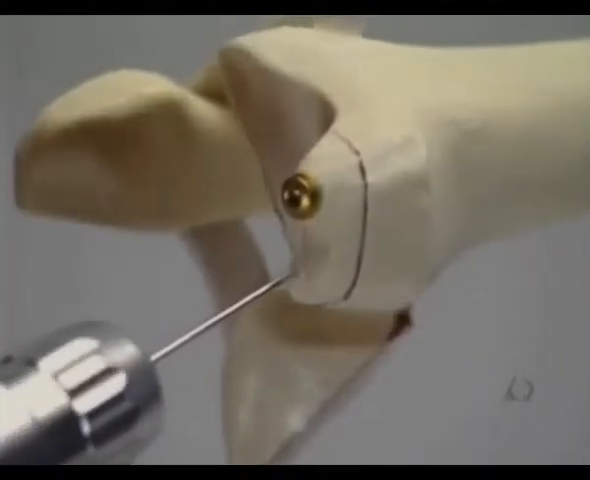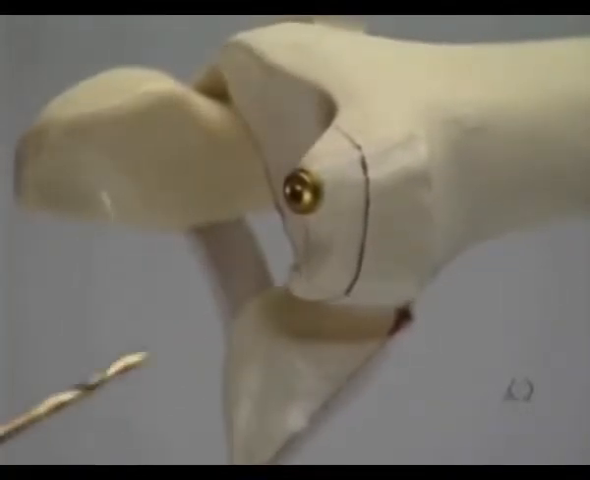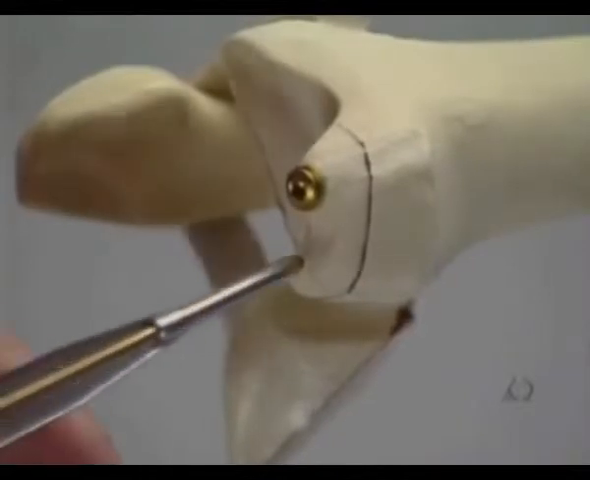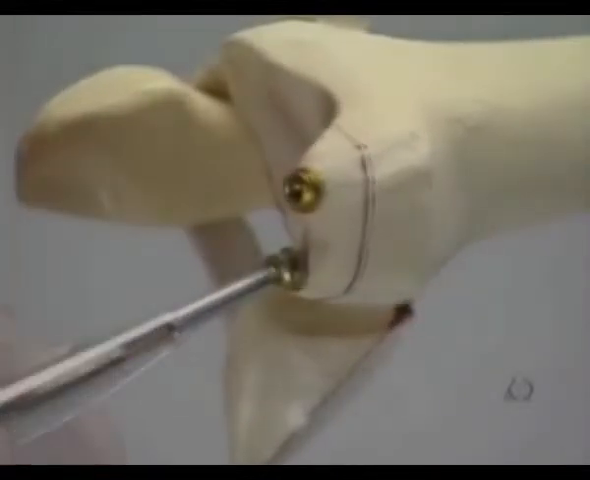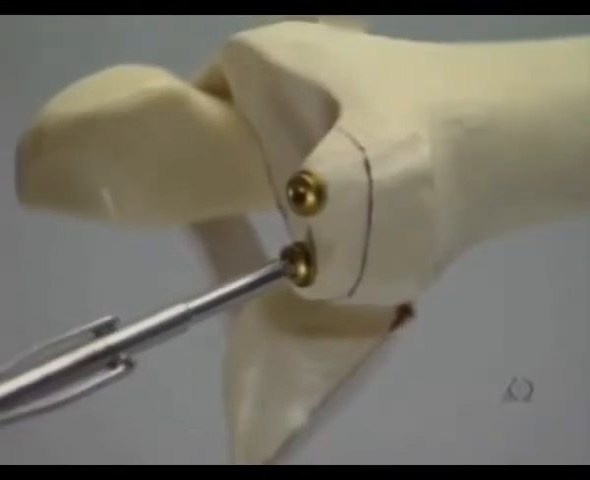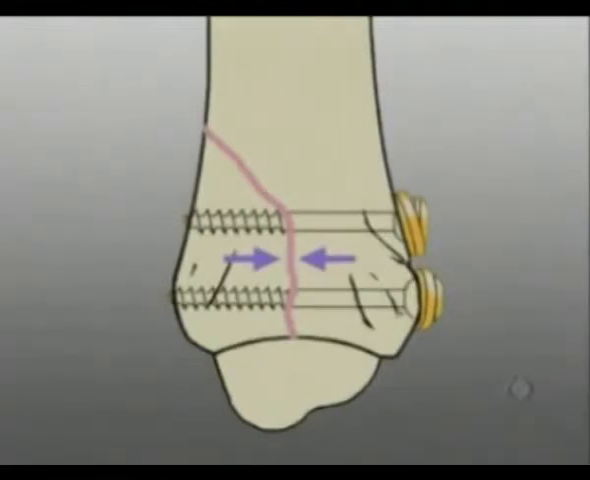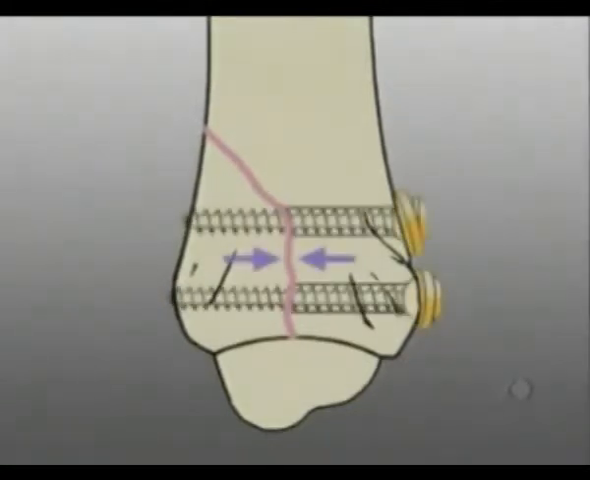The K-wire is removed. Drilling is done with the 2.5 millimeter drill bit. The second 4 millimeter cancellous lag screw is inserted in the same manner as the first one. Next is the screw fixation of the Volkmann's triangle from the front. As an alternative to cancellous screws, fully threaded Cortex screws with a lag screw function could be used.